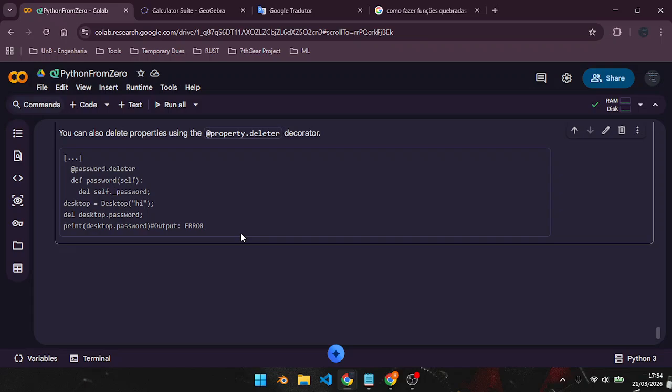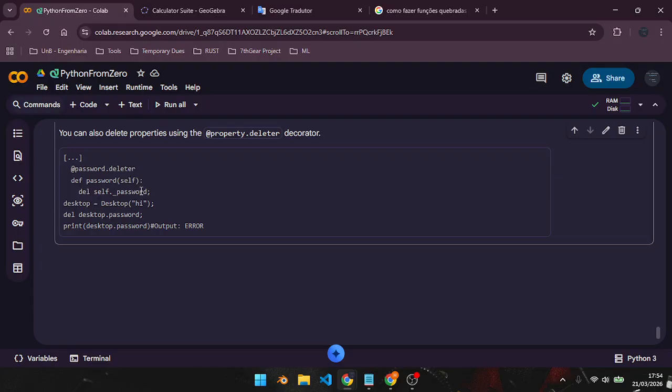And lastly, finally, is the property deleter. Now, I'm pretty sure there are a lot of other things here, but I stopped here. So password.deleter, that's basically when you try to delete a property from a class. So add password deleter, define password again, and the only argument that you receive is the object itself, and then delete self.